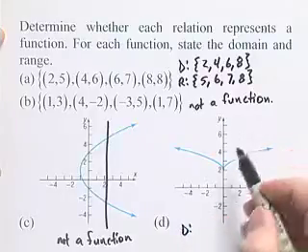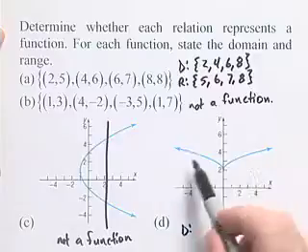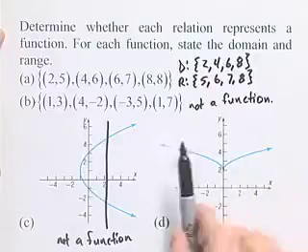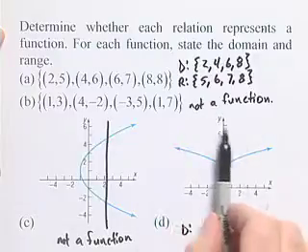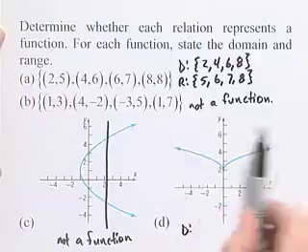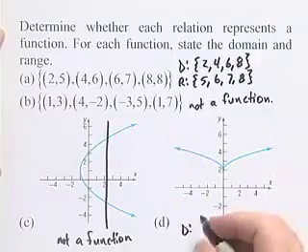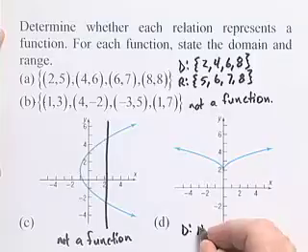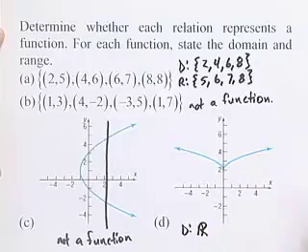The domain is going to be the set of all x values that would correspond to points on the graph, and we can see that the domain is going to be the set of all real numbers because the graph extends left and right continuously forever. So we'll write that the domain is the set of all real numbers.